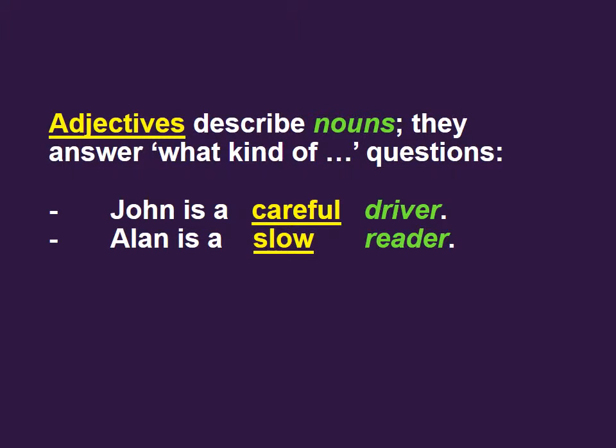In Alan is a slow reader, slow tells us something about reader. It is the answer to the question, what kind of reader is Alan? Therefore, it is an adjective. Final example, it was a bad game. Bad tells us something about game. It is the answer to the question, what kind of game was it?